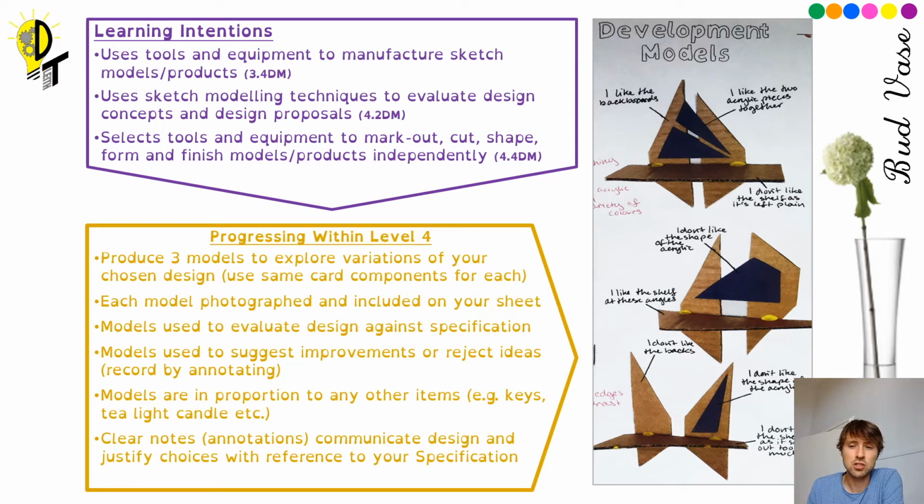The model should be in proportion. So if we're scaling it all down, don't then evaluate against the size of a tea light. I think if we made this a little bit bigger, it would fit a tea light, for example, or fit the keys. If you make it the same size as roughly you've been sketching, just because that's the materials you've got, that is absolutely fine, but just bear that in mind, okay?